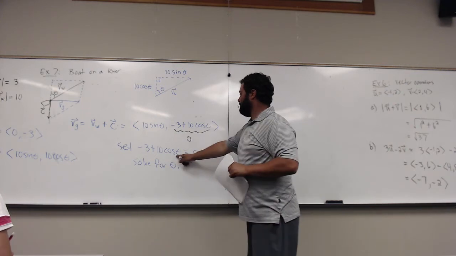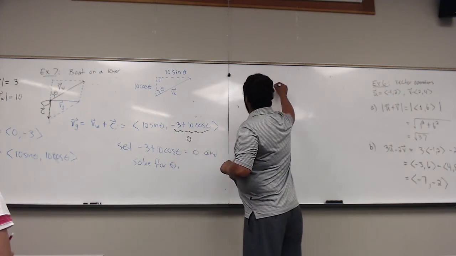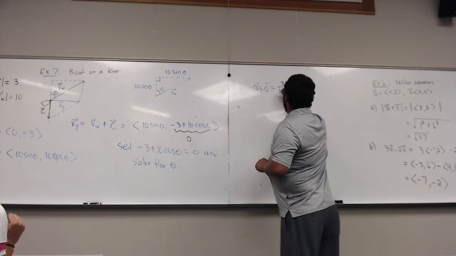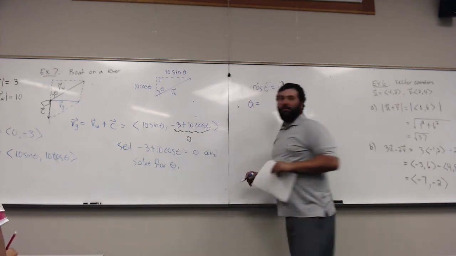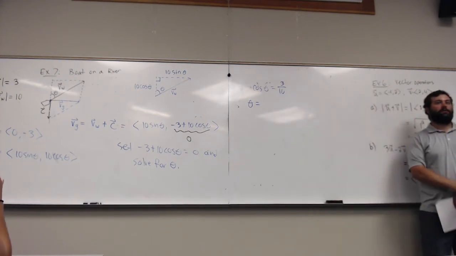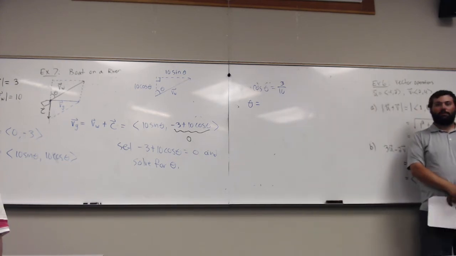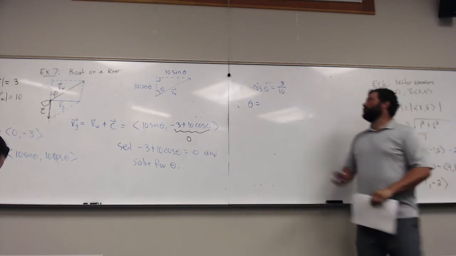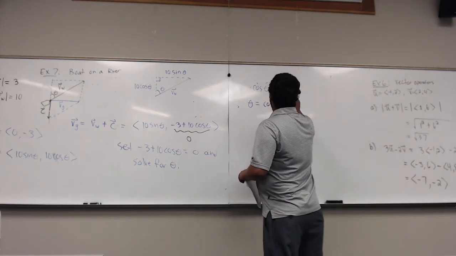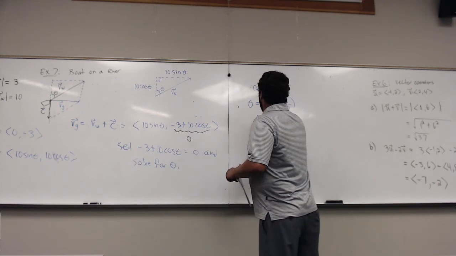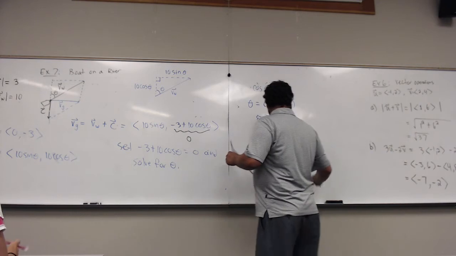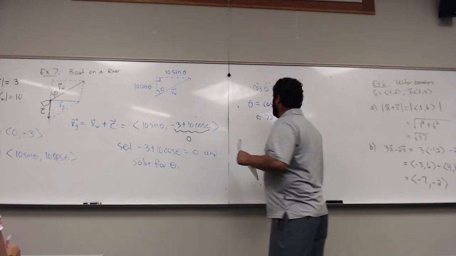Alright, so if you solve this for cosine theta, you can add 3 to the right and then divide by 10. You'll get 3/10. And then what is theta going to be if I want to find the angle? So if I know cosine theta is 3/10, theta then has to be arc cosine of 3/10. I'll write cos inverse. What is it? 72.54 degrees? Okay.